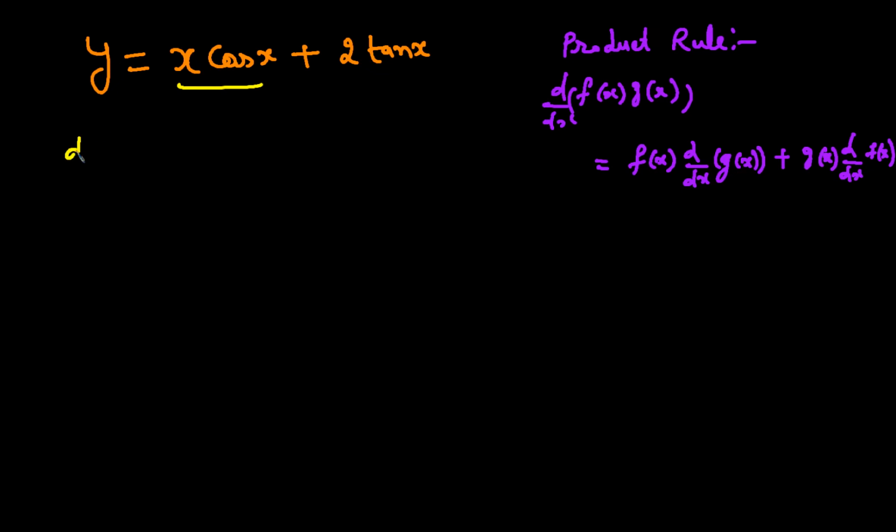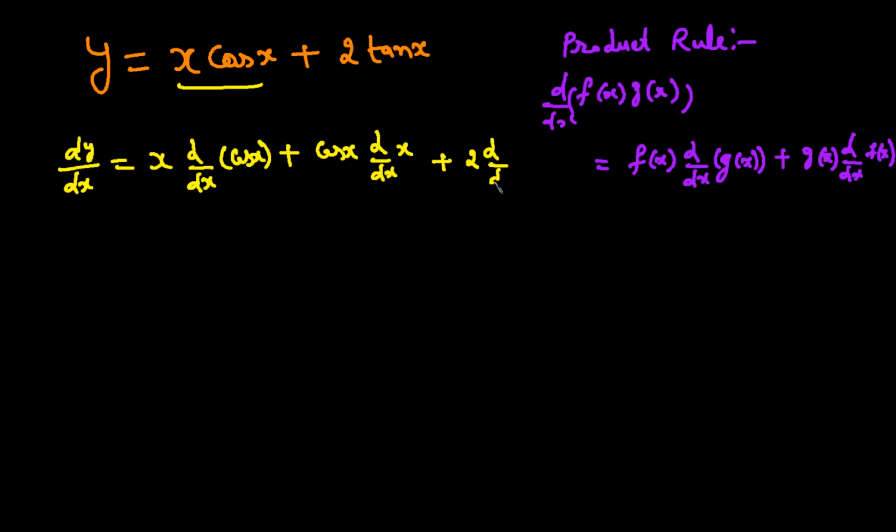So that means dy over dx is equal to, x is my first function, so I'm going to leave it like this. I'm going to write the derivative of the second function, since we are using the product rule, plus the second function, which is cosine x, times the derivative of my first function. And over here 2 is a constant, so it stays out, and d over dx is the derivative of tangent x. All right, so let's solve it.